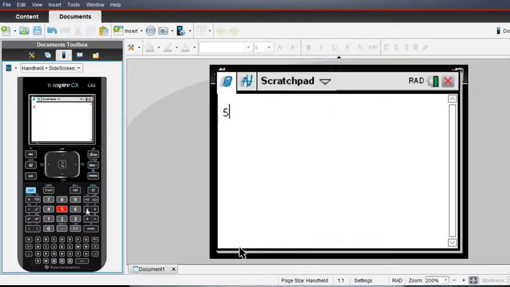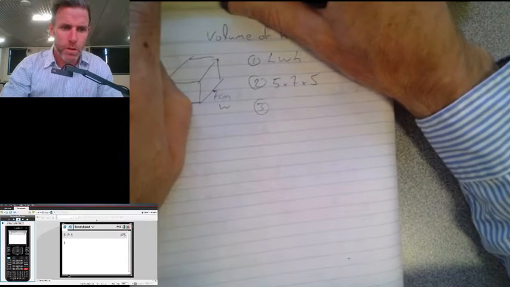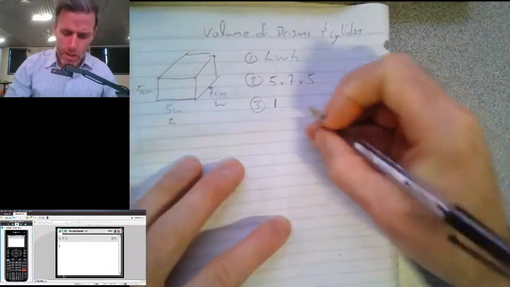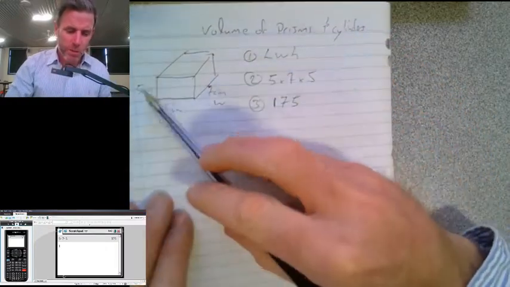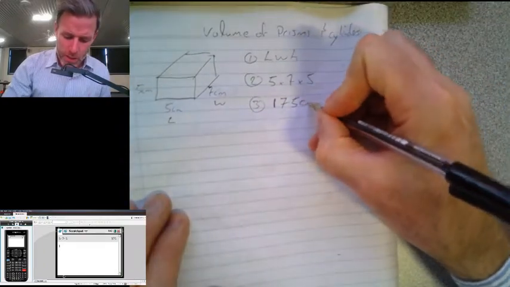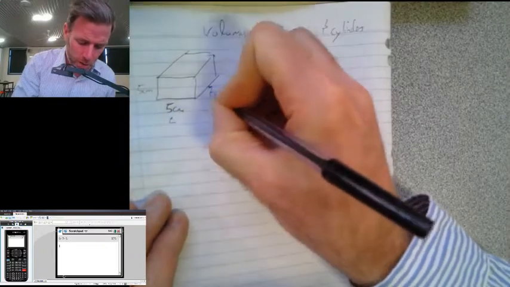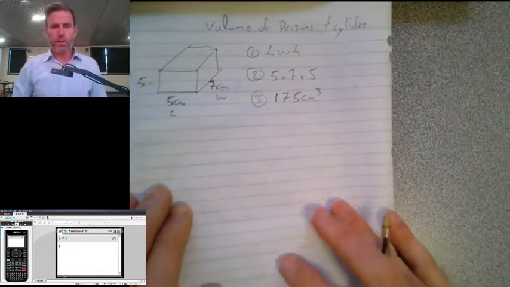5 times 7 times 5, press enter, answer is 175, as you can see clearly on the board. So I type in 175 here, my answer is 175, and because it's volume, it's the space inside, so you're multiplying 3 numbers, so therefore it's centimeters, and it's always cubed, centimeters cubed for volume. Let's make those outlines a bit harder, deeper. So that's for a rectangular prism.